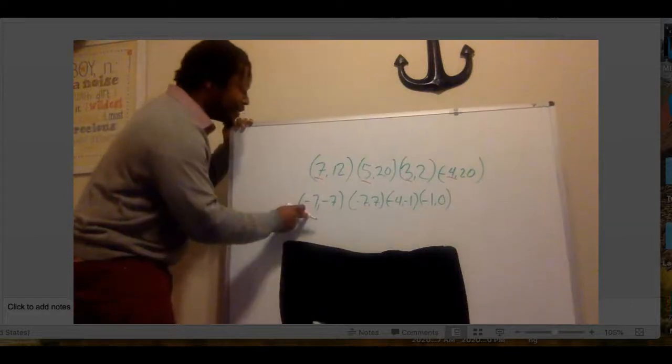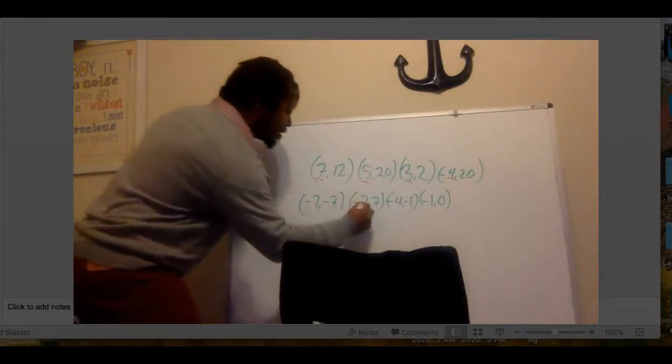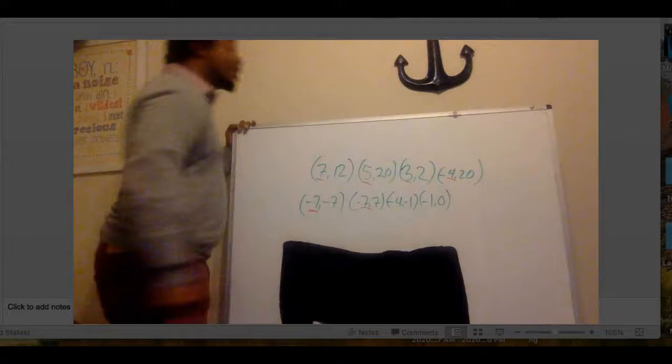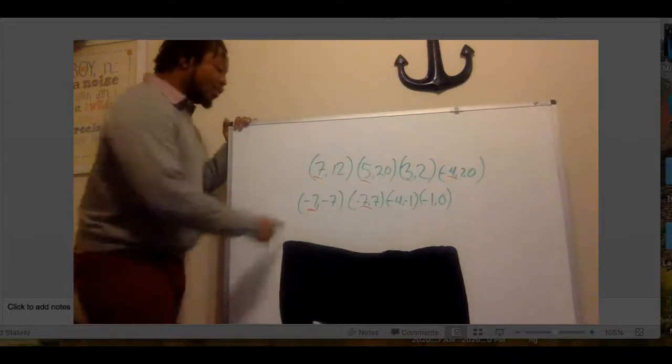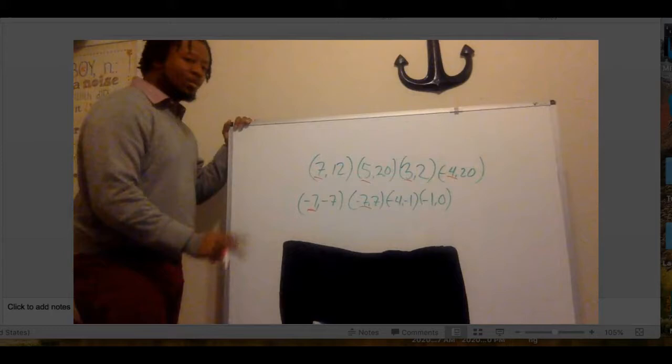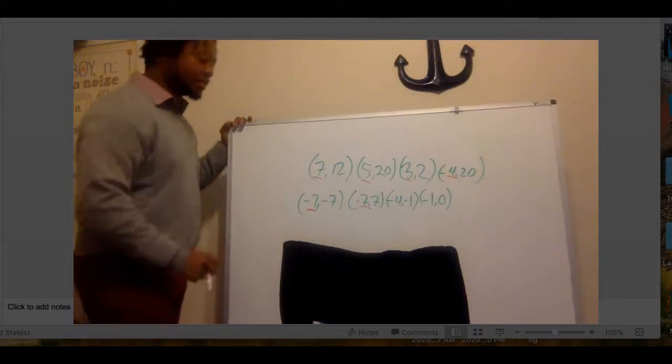Let's go to this one. We have -7, -7, -7, and 7. This is not a function, ladies and gentlemen, boys and girls. We got two -7s. We can't have a functional relationship. It's two x's. Okay?